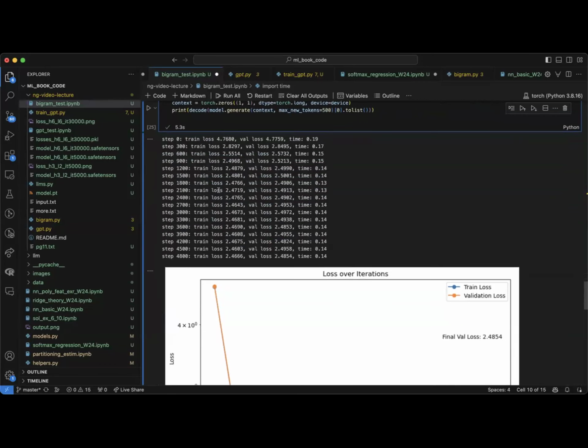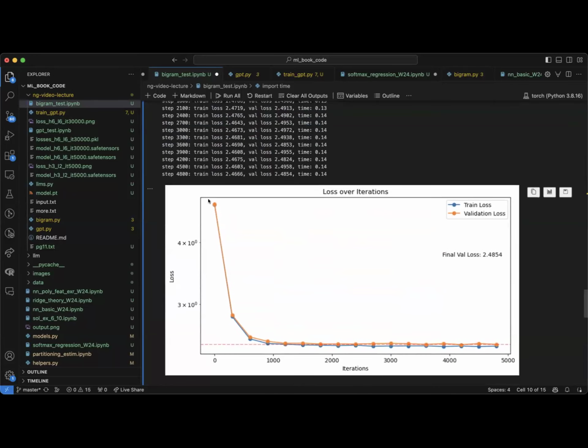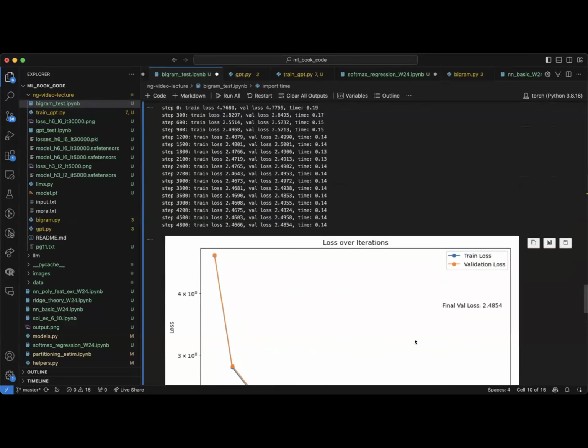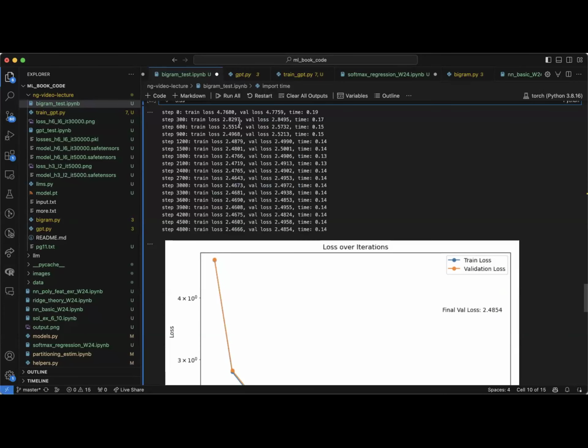In any case, this is what it does. It goes from something big to something very small, not very small, but you can see that after 300, maybe 1,000, the training error and the validation error are very close. There's not much overfitting that can happen here, and you can see it here.